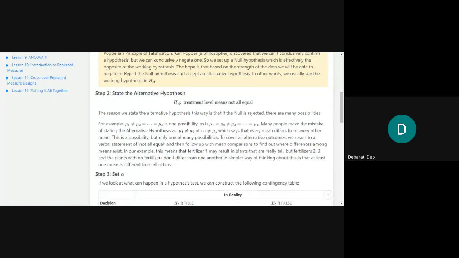and the plants with no fertilizers don't differ from one another. Their means may be different. But fertilizer 1 may result in very tall plants, but the other fertilizers may not differ. A simpler way of thinking about this is that at least one mean is different from all others.